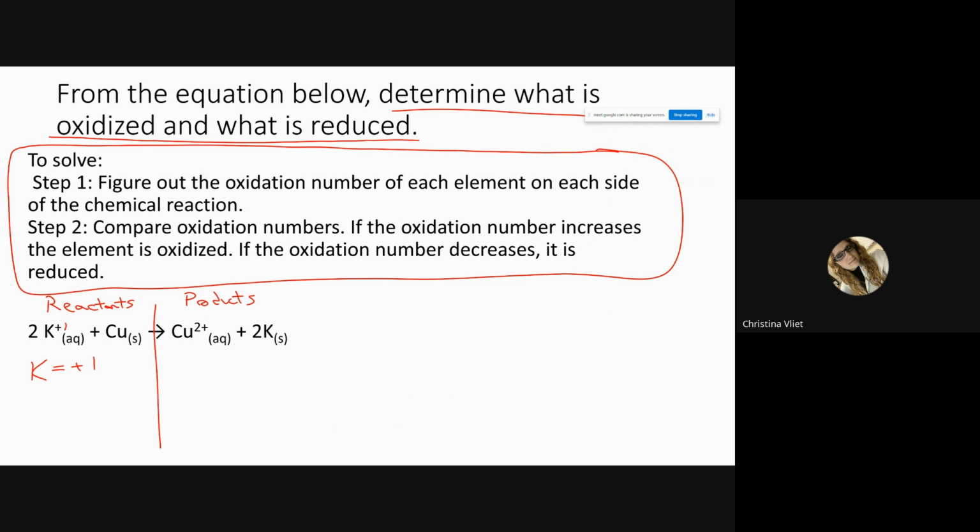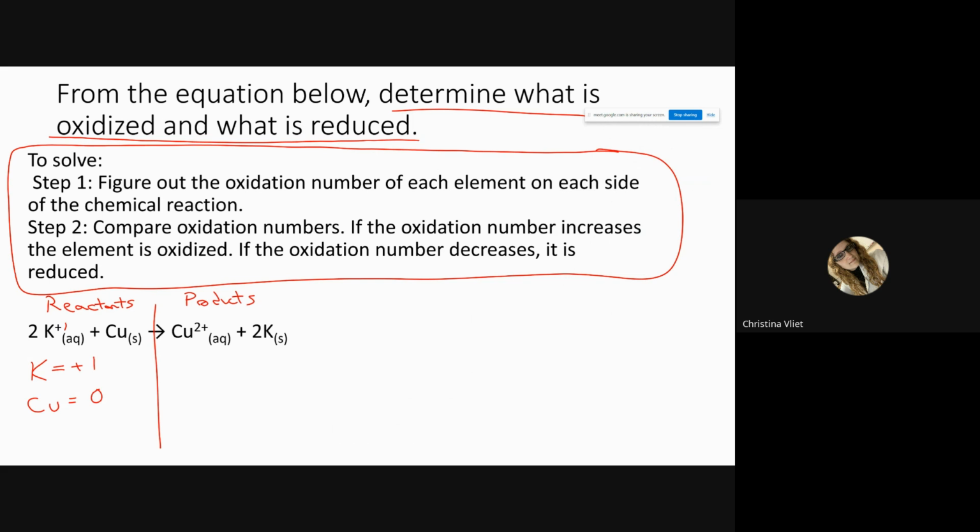What's the charge of copper on the reactant side? It's in its standard state. Remember last class, we went over those rules. If an element's in its standard state, the charge is always 0. So we would say copper is 0. And so that's the reactant.